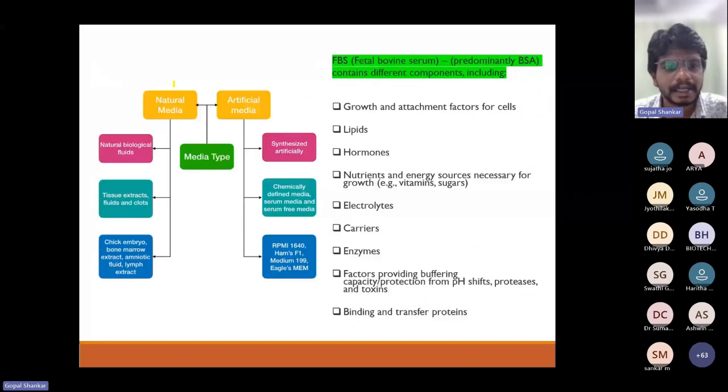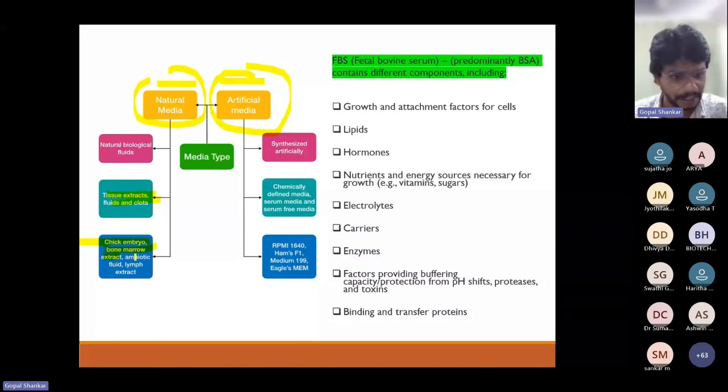So when you talk about the media, you have 2 different types of media. One is called natural media and the other is artificial media. What is this natural media? All the fluids that you find in your body are called your natural media. So what is the natural fluid that you find in your body? One predominant fluid is your blood. So blood is a natural media. That is why tissue extracts, fluids and clots are natural media. A chick embryo, natural media. Bone marrow concentrate, which you take from the iliac crest of your bone, natural media. Amniotic fluid, lymph fluid, etc. So these are all the natural media where the cells are growing and doing their vital functions to maintain the metabolic activities.